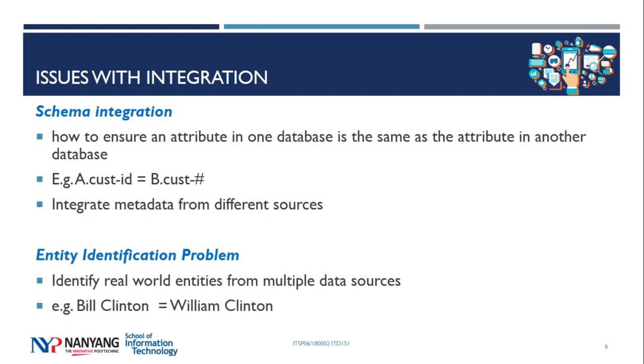So when we do integration, we also need to take note of the entity identification problem. For example, former US President Bill Clinton, in some data sources we might capture his name as Bill Clinton, but in other sources we might capture it as William Clinton. And actually his middle name is William, and hence his full name is actually Bill William Clinton. So this is what we have to resolve.